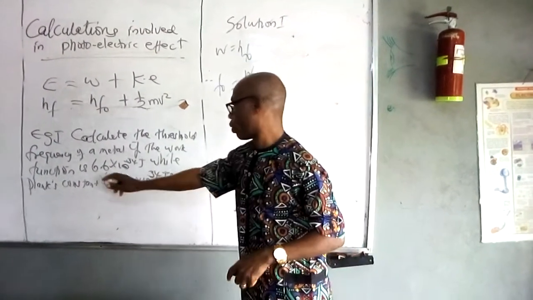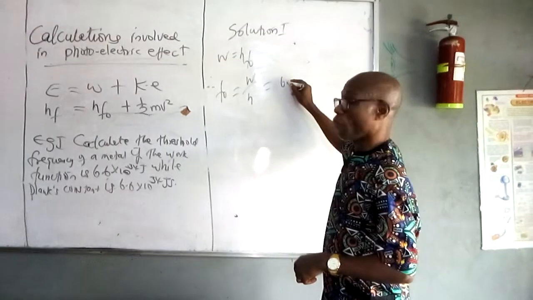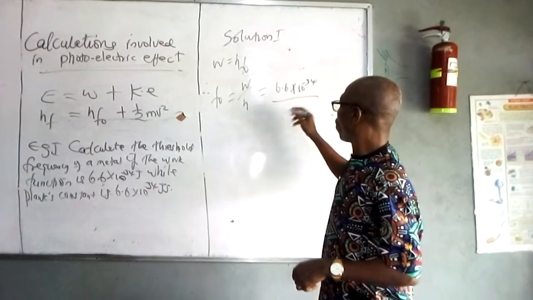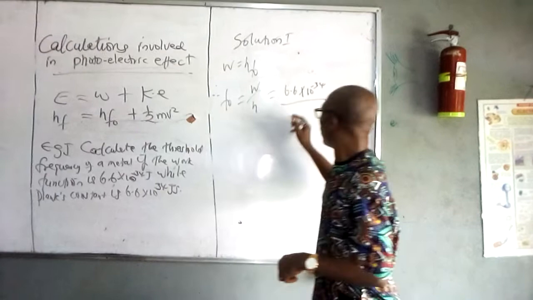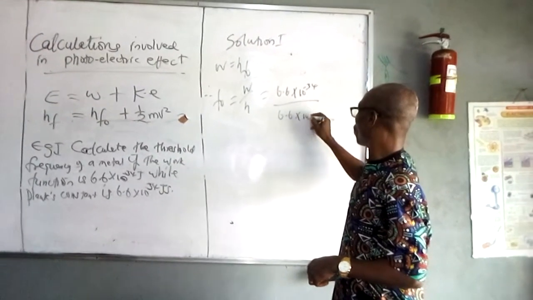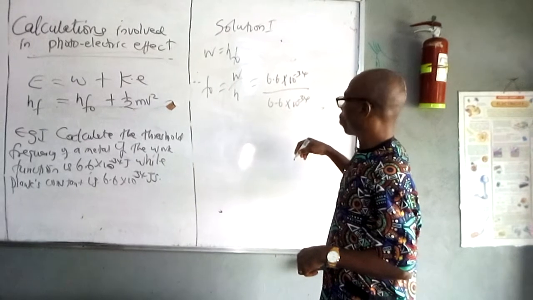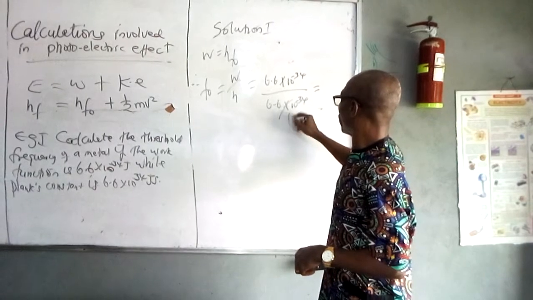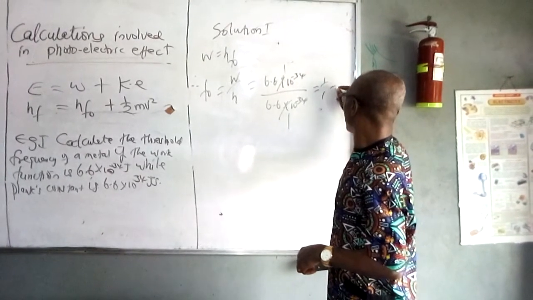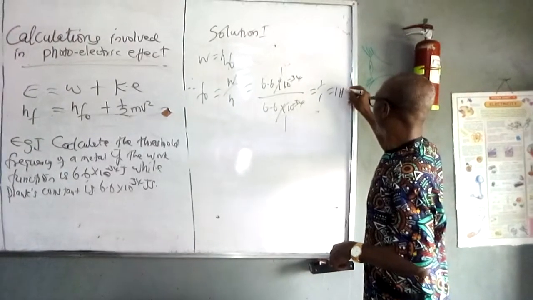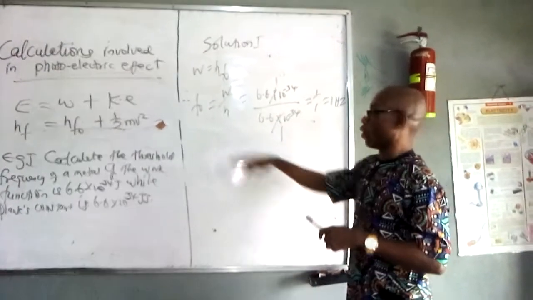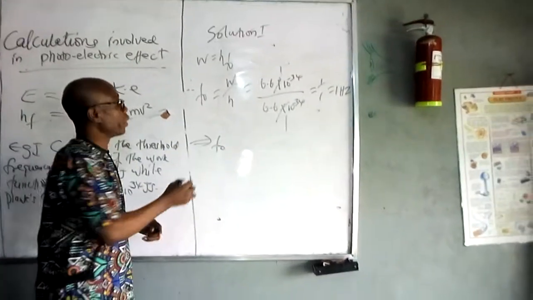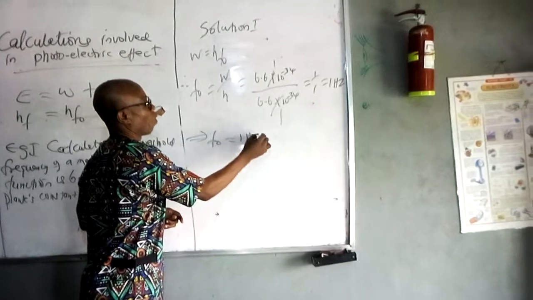Work function given is 6.6 times 10 raised to power minus 34 joules, while Planck constant is also that same value. So this is 1, this is 1. 1 over 1 is 1 hertz, because the unit of frequency is hertz. So it follows that our threshold frequency is 1 hertz.